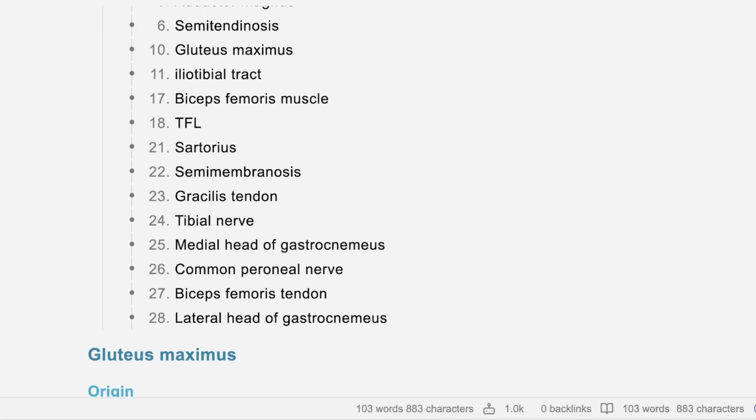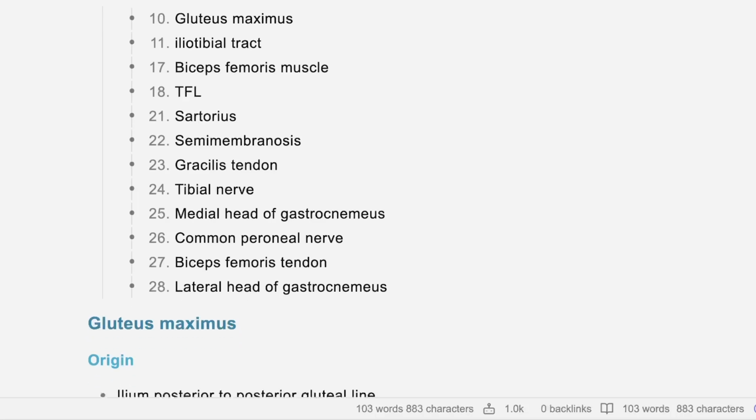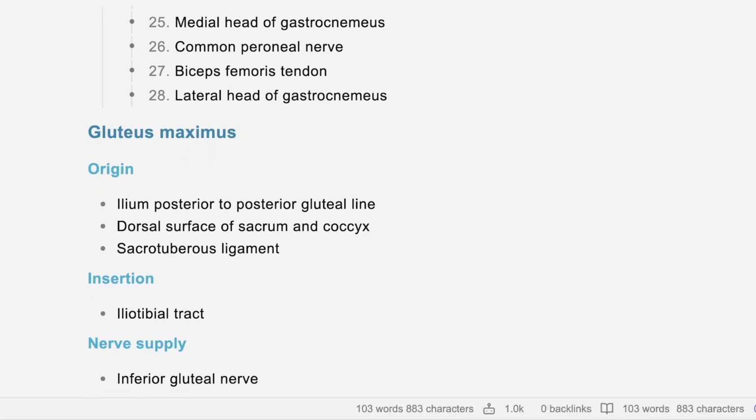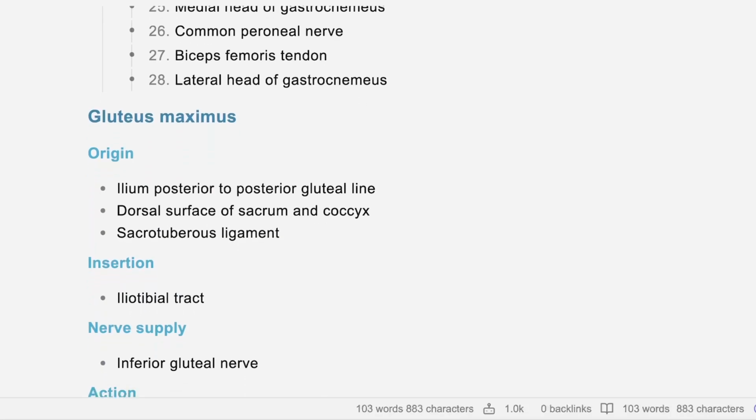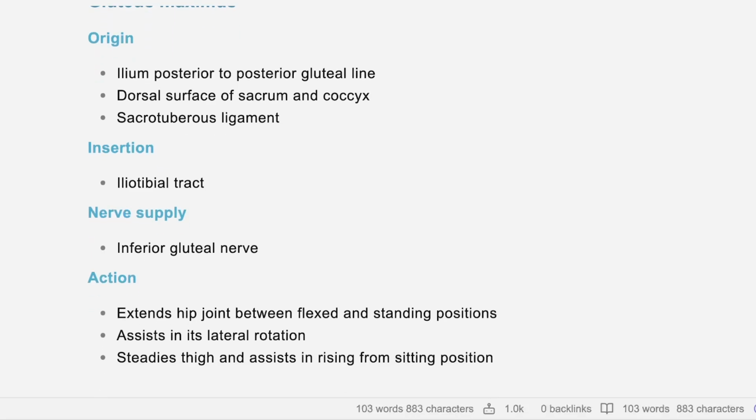The gluteus maximus origin: it arises from the sacrotuberous ligament and from the gluteal side of the ilium, just posterior to the posterior gluteal line, and is inserted into the iliotibial tract, supplied by the inferior gluteal nerve. That's very quickly the origin, insertion, and nerve supply of the gluteus maximus muscle. The action: it basically extends the hip when it's semi-flexed, and also steadies the hip joint, and acts as one of the lateral rotators of the hip joint.